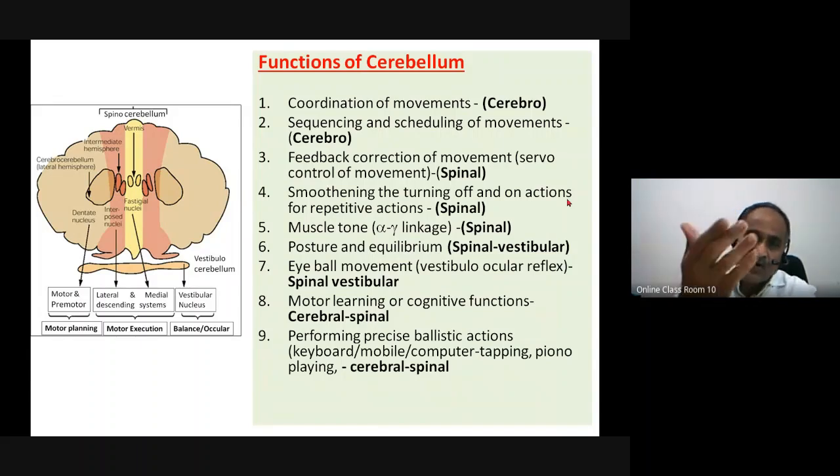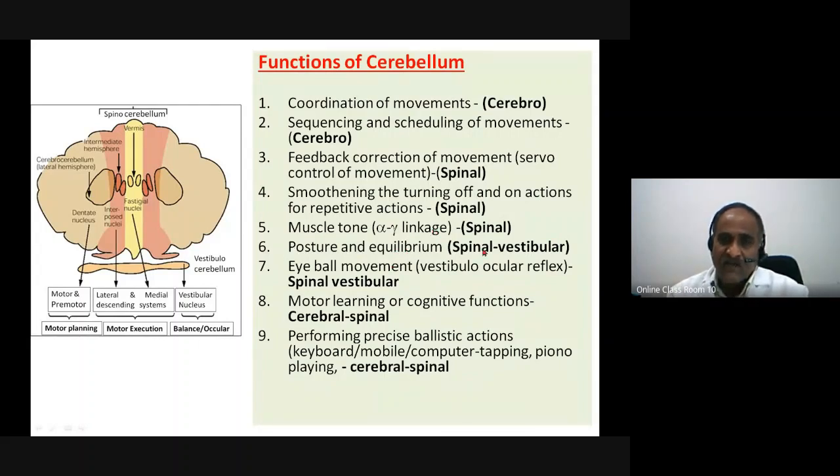Then the muscle tone. We have the muscle tone, and for this muscle tone, the alpha and gamma are linked in the cerebellum. That is especially the spinal part of the cerebellum. Both the intermediate part and the vermis part participate in the muscle tone. That's another part, because for any muscle action, muscle tone is a basic requirement. That is the alpha gamma linkage.